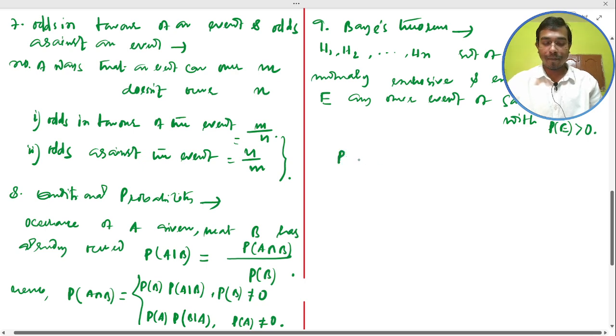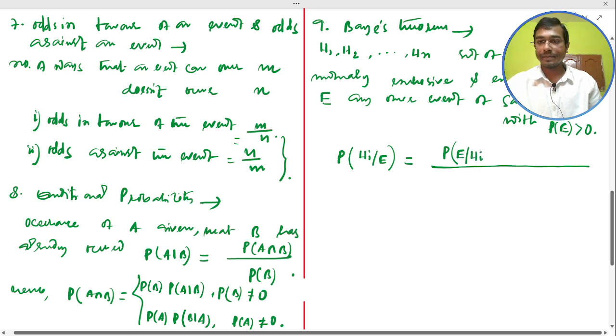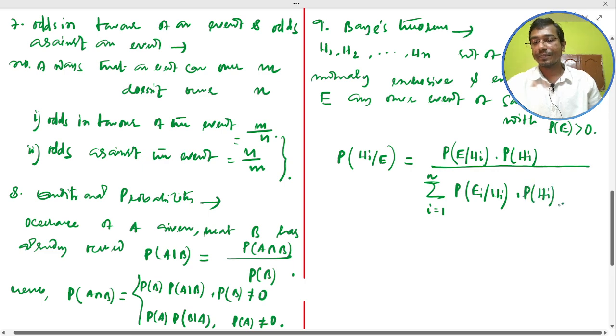then P of Hi given E, that means the occurrence of any single mutually exclusive event, is equal to, with the numerator, P of E by Hi into P of Hi, divided by the sum of total, i from 1 to n, of P of E by Hi into P of Hi. Okay, this is the Bayes theorem.